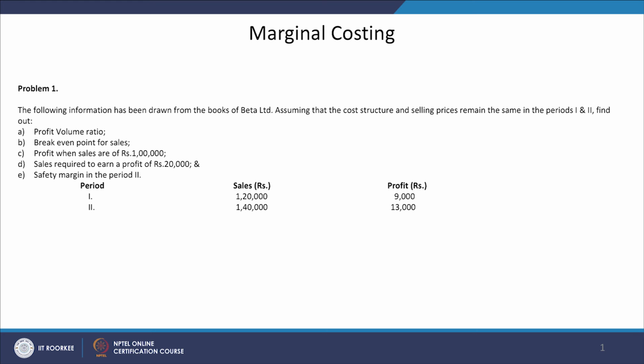Total cost is going to be the variable cost plus the fixed cost. First of all you have to calculate the contribution, the C part. What is the total amount of the sales we want to earn? That is 1 lakh rupees, and you have to multiply it with the PV ratio. PV ratio is 1 by 5.